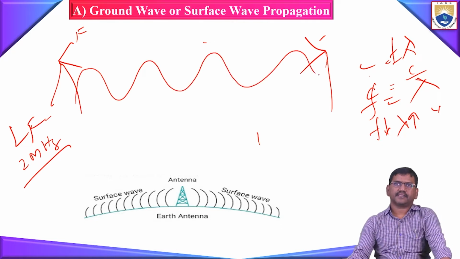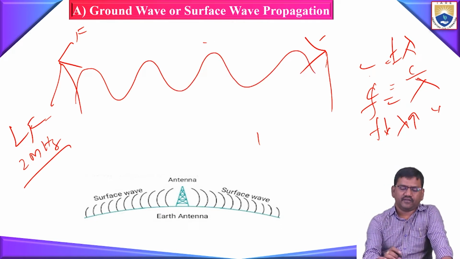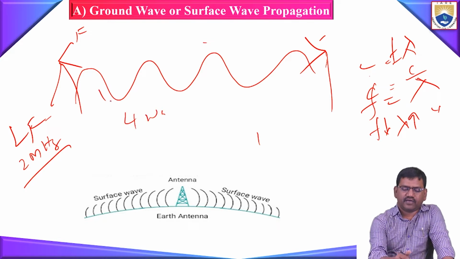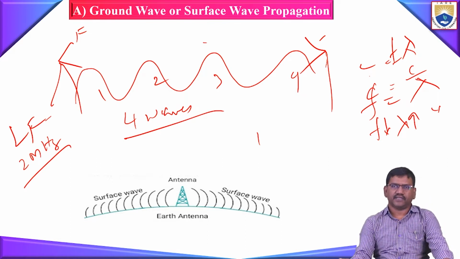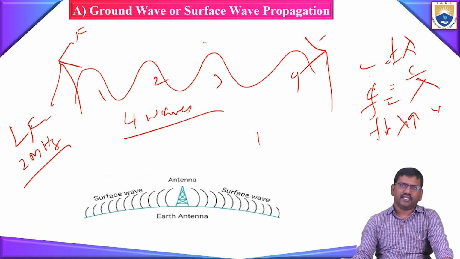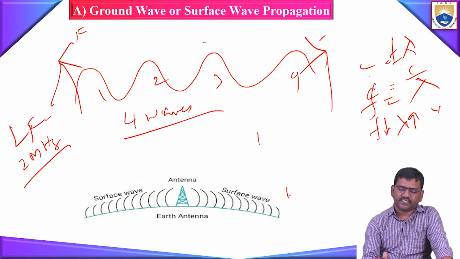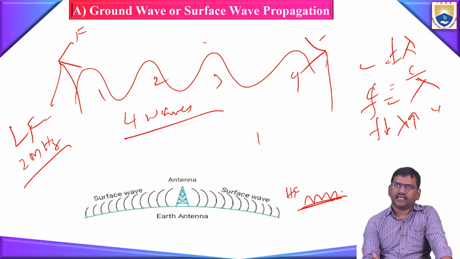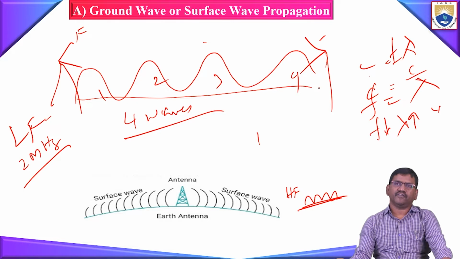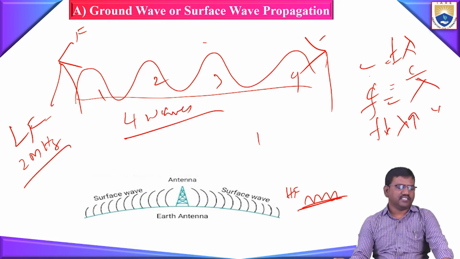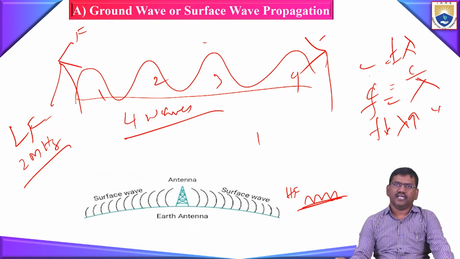the waves go like this. Here how many waves are there? There are 4 waves: 1, 2, 3 and 4. So there are 4 waves propagating between the transmitting antenna and the receiving antenna. It means that in the earlier case, when the high frequency signal was sent, more waves were touching the surface of the earth. Here there are 4 waves only, so there is a probability that fewer waves will touch the surface of the earth. As fewer waves touch the surface of the earth, less energy is being absorbed by the earth.